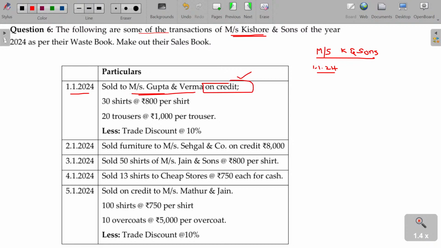Since the sale is on credit, definitely it should be posted in the sales book. This is the sales book, or sold book. I'm going to post all the credit sales here. The first one being 1124. The sale is to Gupta and Verma. So I'm going to use his name, Gupta and Verma.